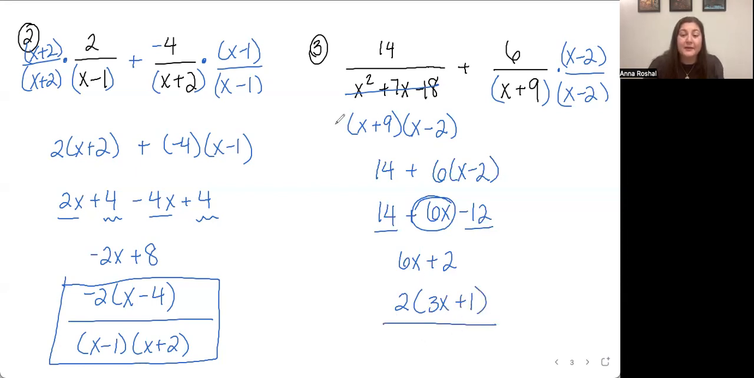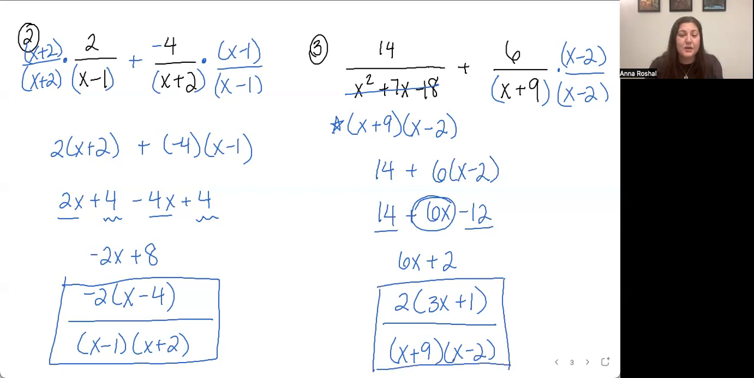And then my denominator, I know from here, is actually this piece, right? So it's going to be this x plus 9 and x minus 2. And then this is it. This is my final answer because I can't simplify anything. So I'm going to leave it as is.